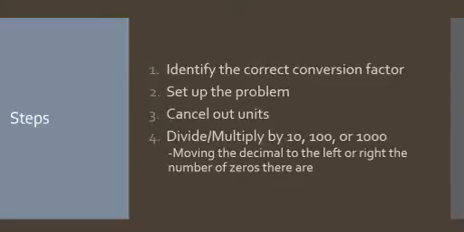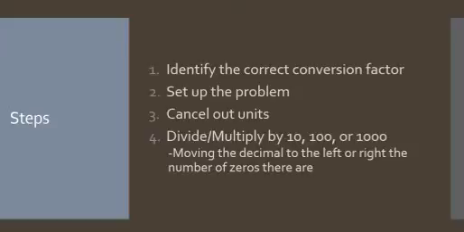So the first thing we do when we're looking at the problem is we need to figure out which conversion factor we are going to use. Second, you're going to set it up. Third, you want to cancel out the units, make sure you're ending up with the correct unit at the end. Then you're going to divide or multiply by 10, 100, or 1,000.